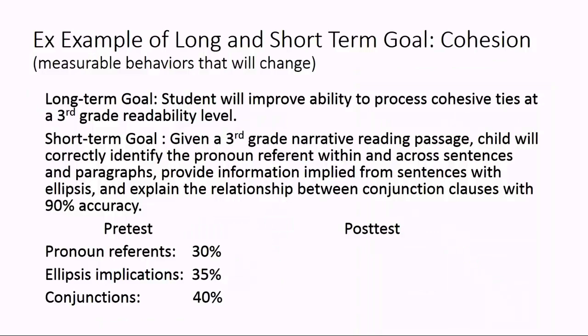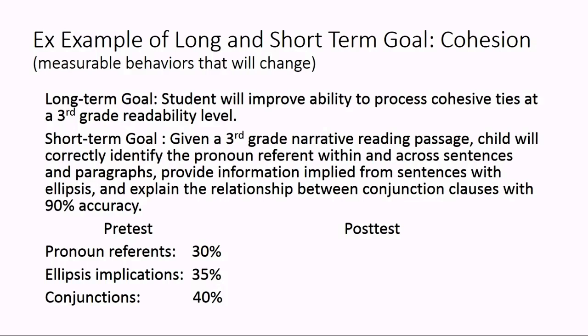Here's another goal, cohesion. The long-term goal: student will improve ability to process cohesive ties at a third grade readability level. The short-term goal: given a third grade narrative reading passage, child will correctly identify the pronoun referent within and across sentences and paragraphs, provide information implied from sentences with ellipsis, and explain the relationship between conjunction clauses with 90% accuracy.